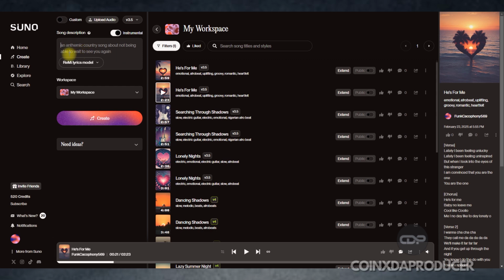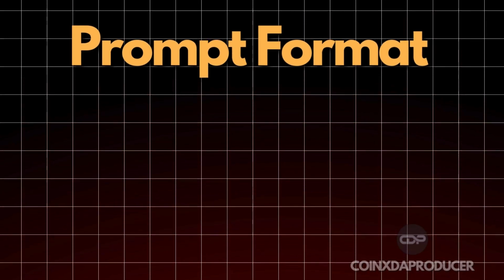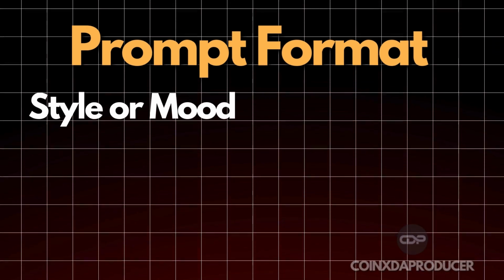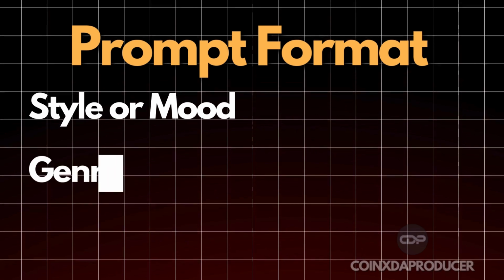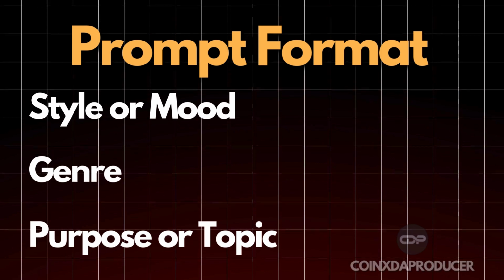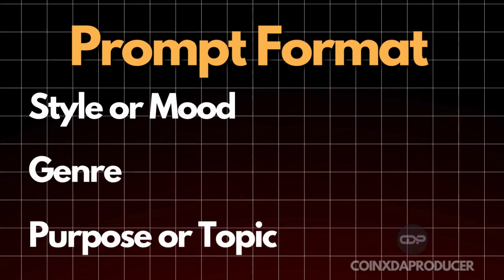And on this example here, as you can see, an anthemic country song about not being able to wait to see you again. This is all the formats you need to get the best out of Suno. Now let me break it down. First, an anthemic, which is the emotion or the style of the track, followed by country song, which is the genre of the track you are going for. Then in conclusion, about not being able to wait to see you again, which is the purpose or the topic of the track you are going for. So with these 3 points, you can actually generate the exact desired track you want.